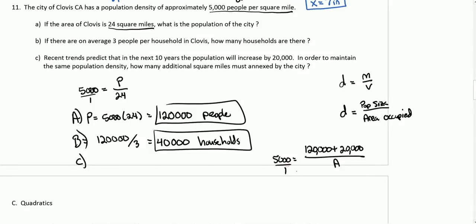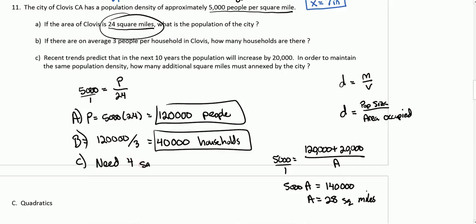And so if I cross multiply here, I'm going to get 5,000 times the area is 140,000. Divide 140,000 by 5,000. We get 28 square miles. And right now we've got 24 square miles, so how many more? If we want 28 and we have 24, we need 4 more. 4 square miles.